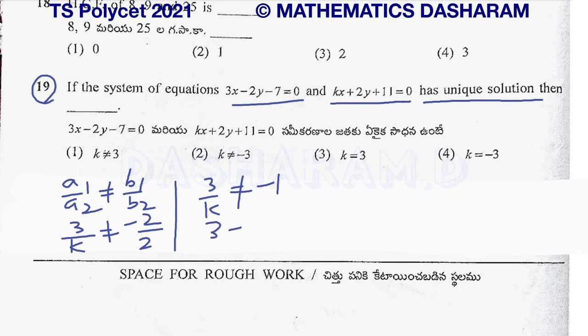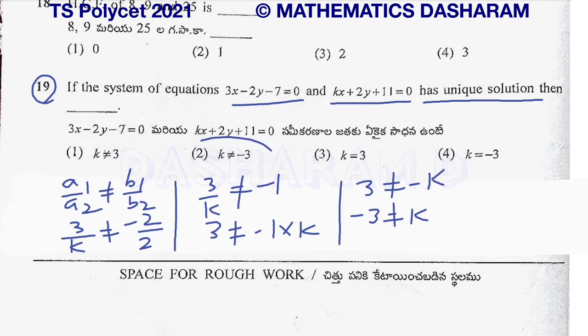Next, k transposed to the other side, minus 1 into k. 3 is not equal to minus 1 into k, which is minus k. Now this minus symbol applies to the left side, so minus 3 is not equal to k. So option 2 is correct. So here in the place of k you can substitute any number except minus 3.